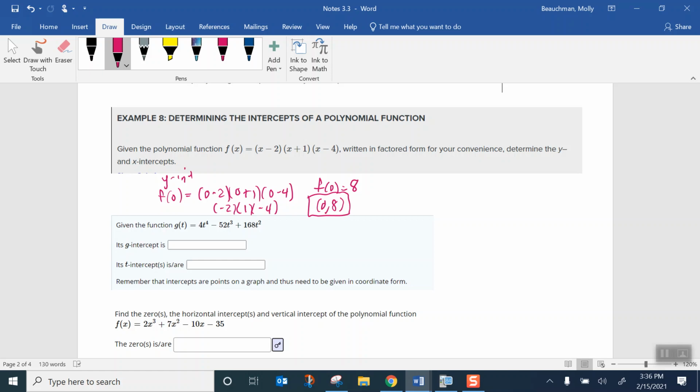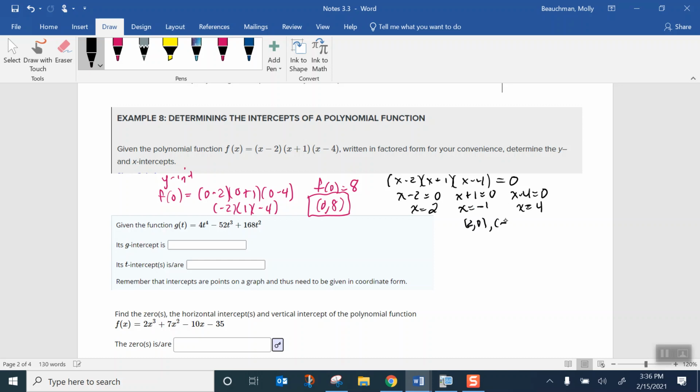Then to find the x-intercepts, set your function, x minus 2 times x plus 1 times x minus 4, equal to 0. So you let your function equal 0 and solve for x. It's already factored, so we can set each factor equal to 0. Add 2 to both sides. X equals 2, -1, and 4. So your 3 x-intercepts are the coordinates (2, 0), (-1, 0), and (4, 0).